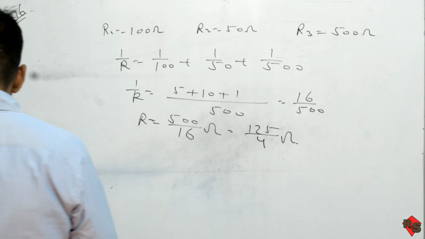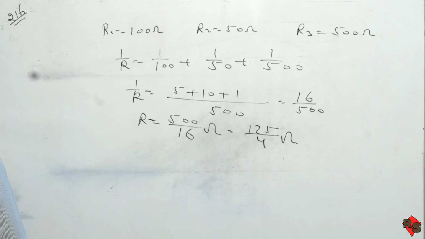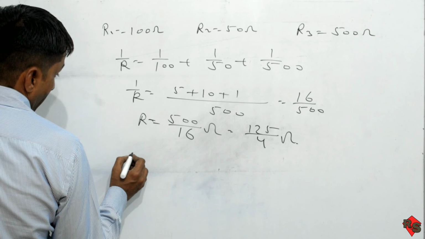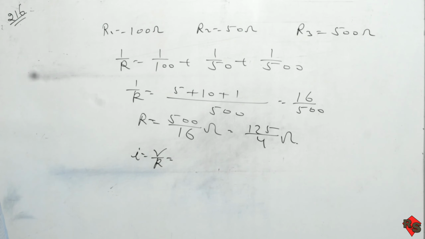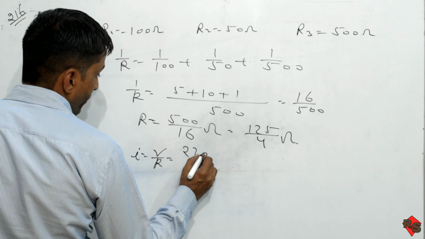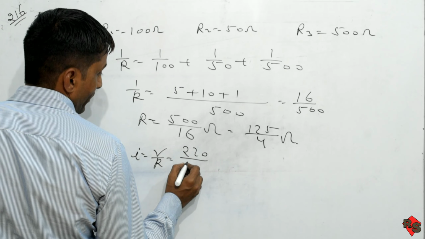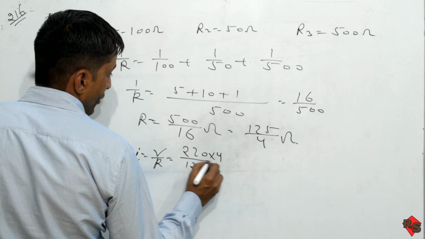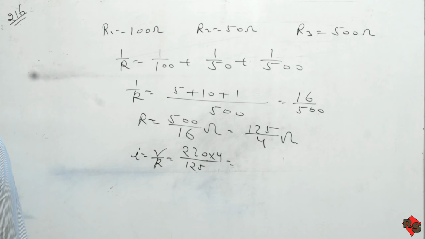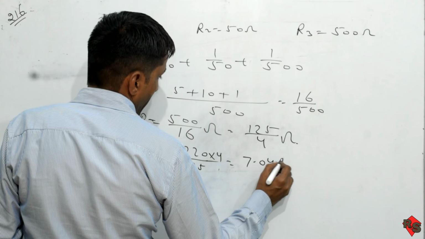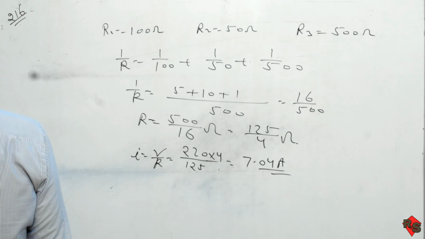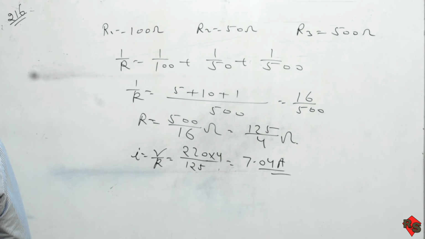And here is the question: what is the resistance of an electric iron connected to the same source that takes as much current? So we can find the current. I is equal to V by R. Here V is equal to 220 volts and the resistance is 125 by 4. So the value of I is 7.04 ampere.